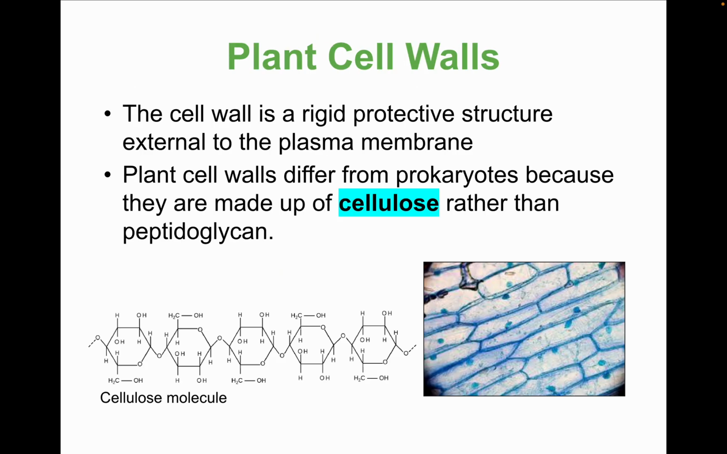So, plant cell walls. The cell wall is a rigid protective structure external to the plasma membrane. As mentioned before, it's very rigid. It's because it's made of cellulose, which is a type of carbohydrate, rather than peptidoglycan, which is what makes up the bacterial cell wall. So as you can see here, the blue lines look like individual cells, like little blocks. And the outline of these blocks are the cell walls.